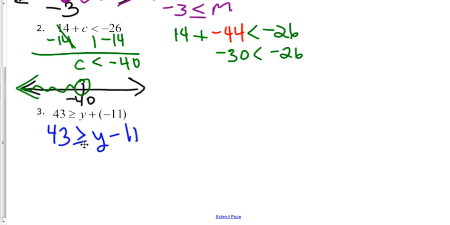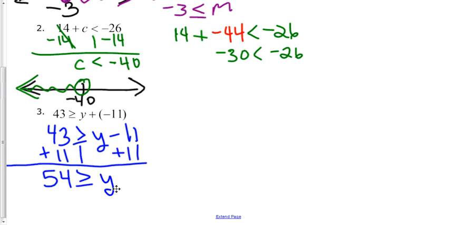I want to think about looking at the side with the variable. I want to eliminate this constant here, negative 11. I'm going to add 11 to both sides. And I get 54, drop down the same sign, greater than or equal to y. And now I just want to graph this.